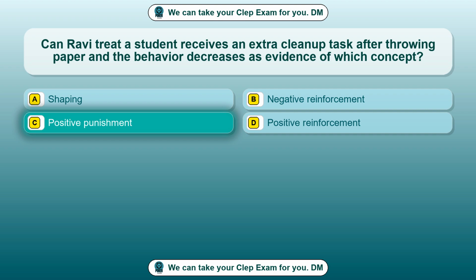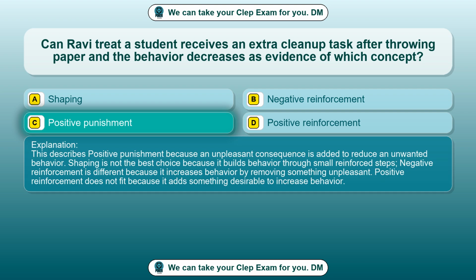Positive punishment. This describes positive punishment because an unpleasant consequence is added to reduce an unwanted behavior. Shaping is not the best choice because it builds behavior through small reinforced steps. Negative reinforcement is different because it increases behavior by removing something unpleasant. Positive reinforcement does not fit because it adds something desirable to increase behavior.